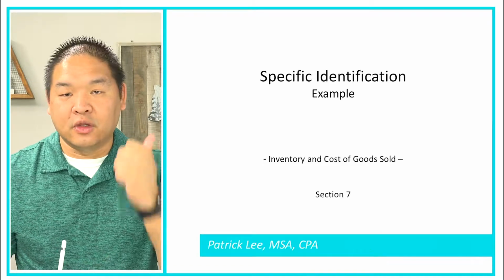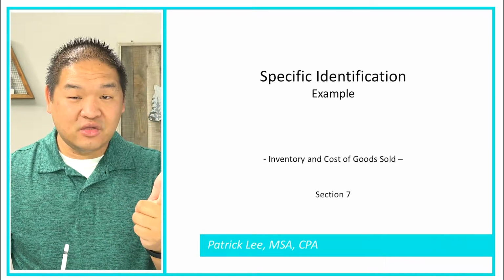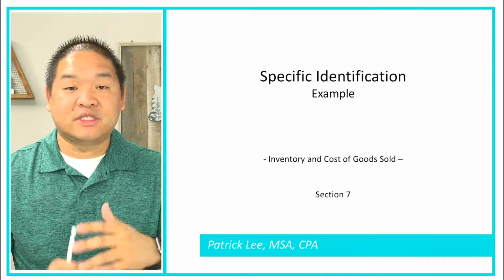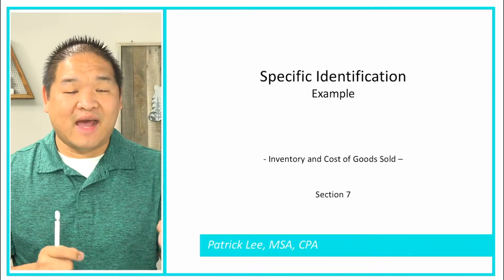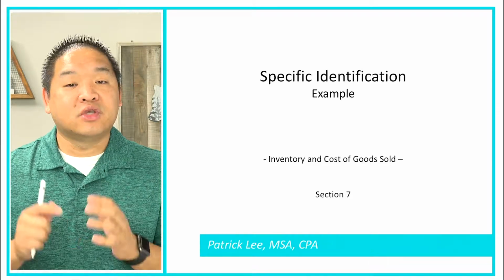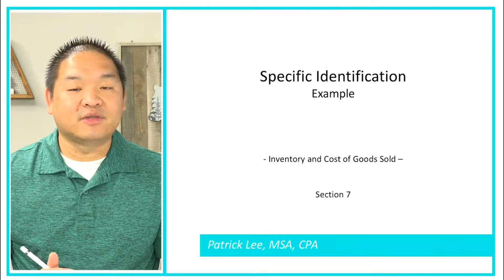That's why we use this for low volume, high value dollar items that we can usually track with some type of serial number or letter or whatever, some type of tracking tool so that we can track that item to its actual cost. So that is a look at an example for specific ID.